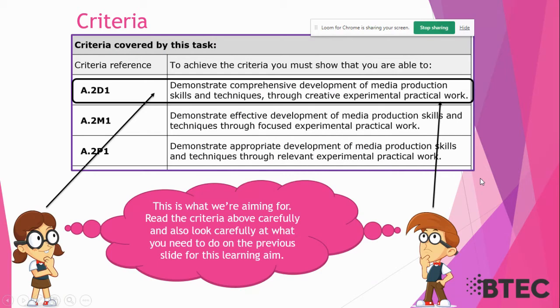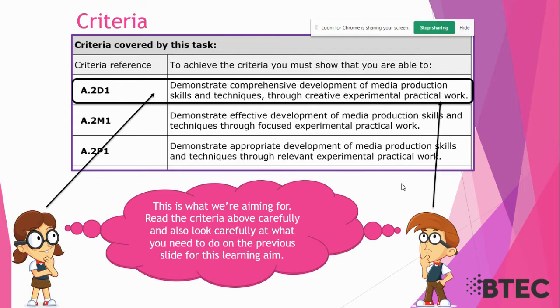So very quickly then, if you look to where the arrows are pointing, level 2 distinction 1, this is the highest level descriptor in the criteria above. To demonstrate comprehensive development, so that's thorough development of media production skills and techniques through creative, experimental, practical work. So that's what we're trying to achieve at the moment, okay? And in order to get into that box, you need to make sure that you are evidencing the things that you do. You need to make sure that you're adding annotations where they are applicable, where they are relevant.